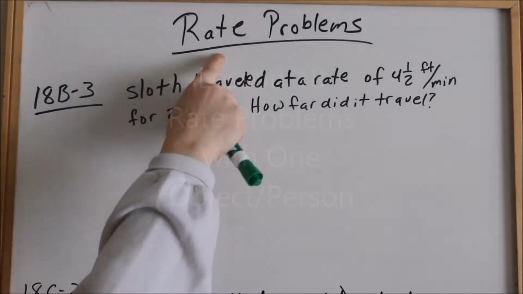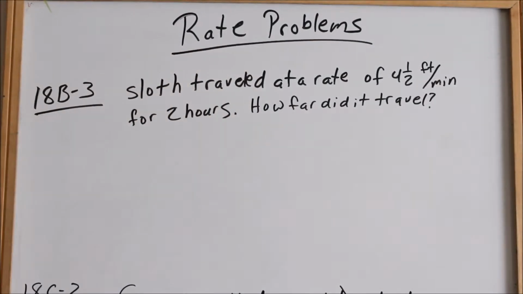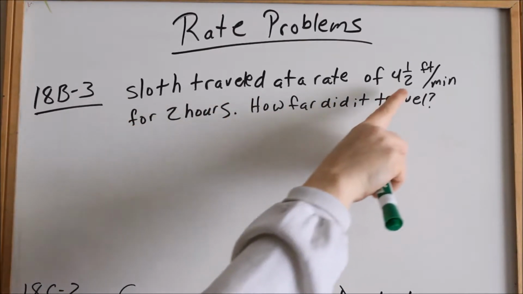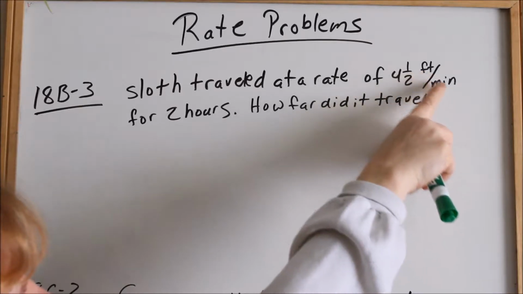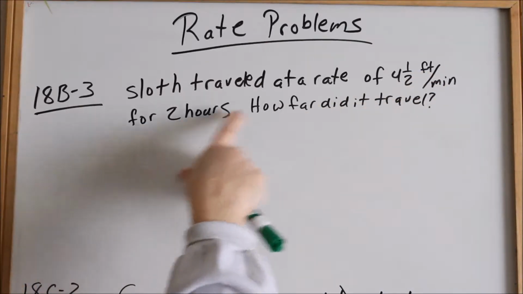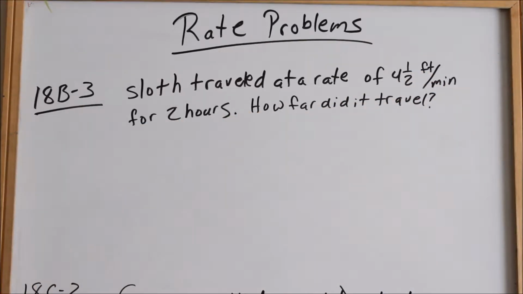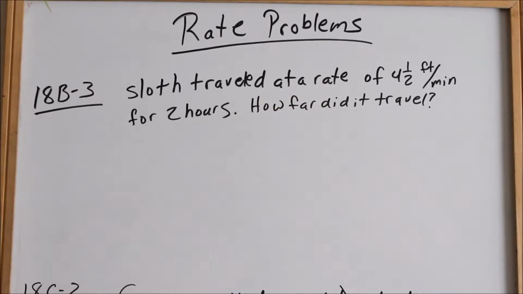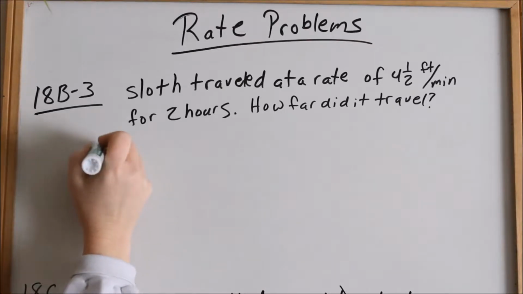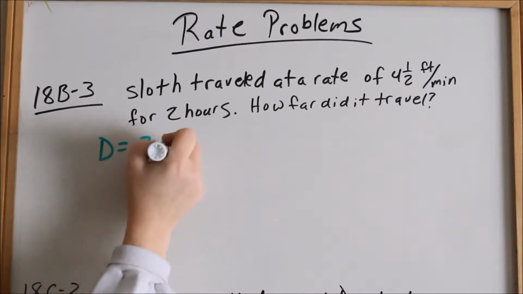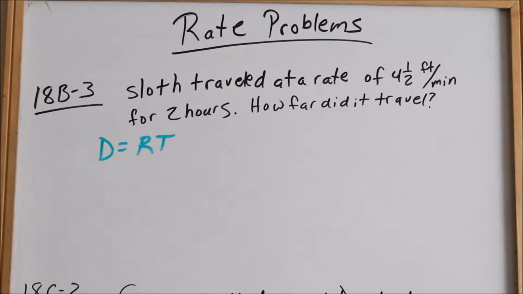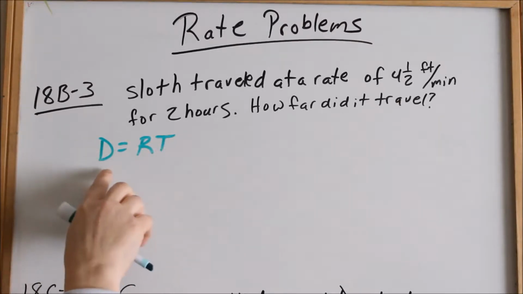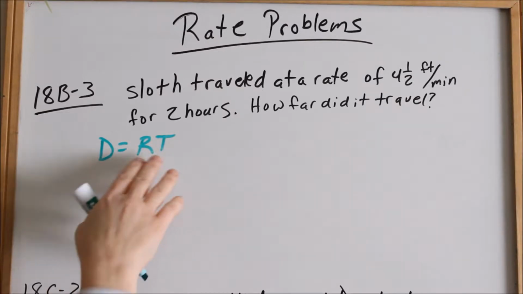We're going to be doing rate problems. If you look at 18B3, a sloth traveled at a rate of 4.5 feet per minute for 2 hours. How far did it travel? Anytime you're dealing with a rate and time and a distance, you're always going to be using the distance equals rate times time equation. Some people like to remember this as dirt or dart. If you can just remember, distance equals rate times time.